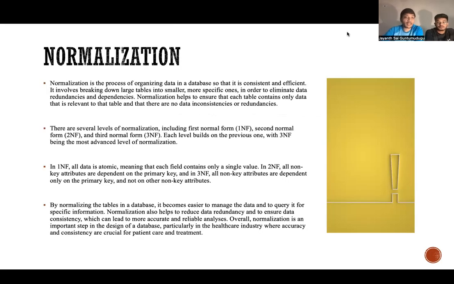Here is the main concept we use in this project: normalization, which is a process of organizing the data in a database so that it is consistent and efficient. It involves breaking down large tables into smaller, more specific ones, in order to eliminate data redundancies and dependencies. There are different normalization forms like first normal form, second normal form, and third normal form. The first normal form is about atomic values, and the second normal form is about all key attributes being dependent on the primary key. Likewise, in the third normal form, all non-key attributes are dependent only on the primary key and not on other non-key attributes.